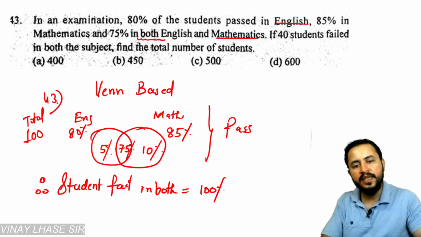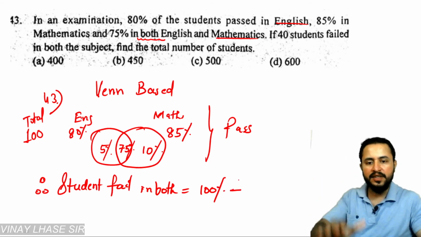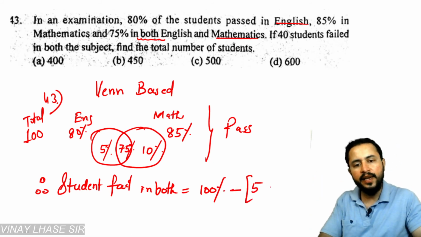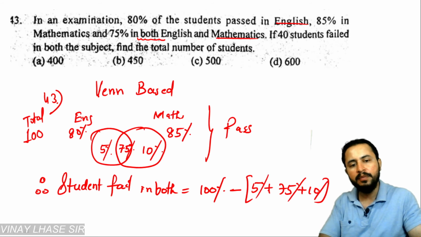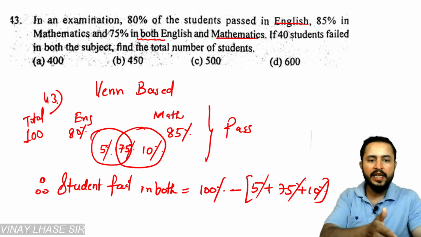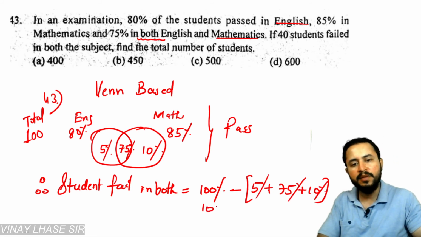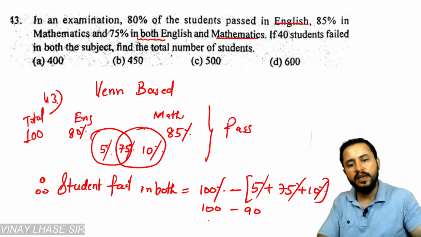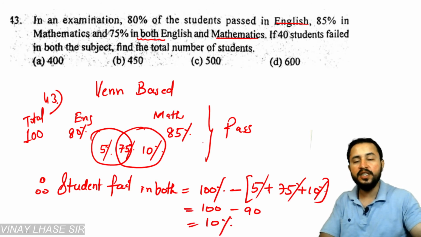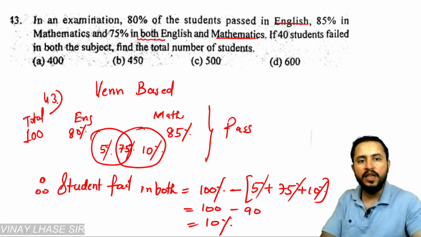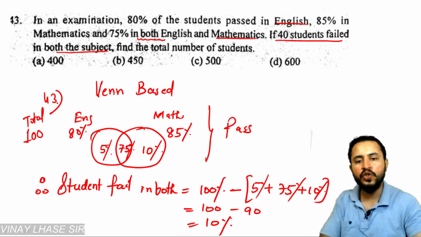Out of 100%, let's subtract the passing ones. Which are the passing ones? 5 plus 75 plus 10, all these things: 5%, 75%, and 10%. 75, 5, 80, 80 plus 10, 90, 100% minus 90 is nothing but 10%. So 10% students are failing in both the subjects, but the examiner has given that 40 students are failing in both the subjects, find the total number of students.